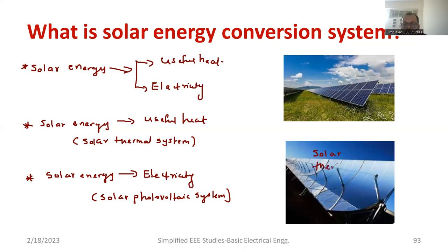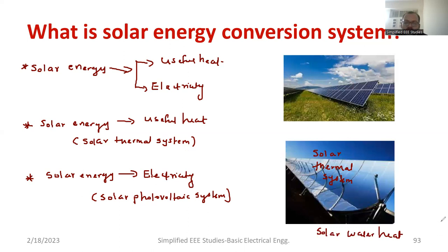Solar thermal system. You can see the large concentrators. These are the collector and concentrator arrangement. Using this kind of collectors and concentrators, you are extracting solar energy and that will be converted into useful heat. Also, another example is solar water heater. The same principle, it extracts energy from the sun and it will be converted into useful heat. That will be used for boiling purpose.